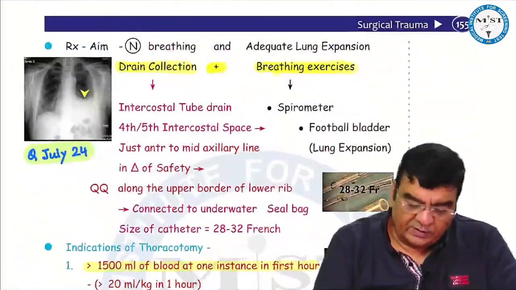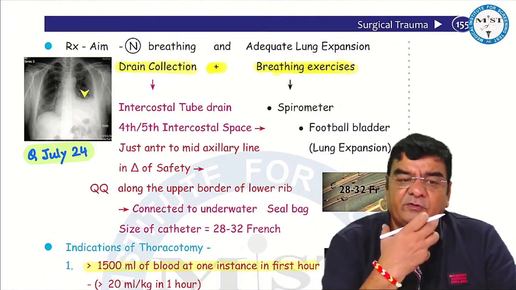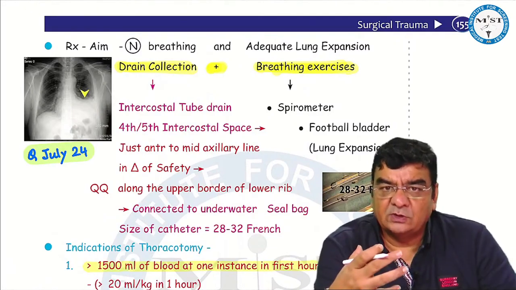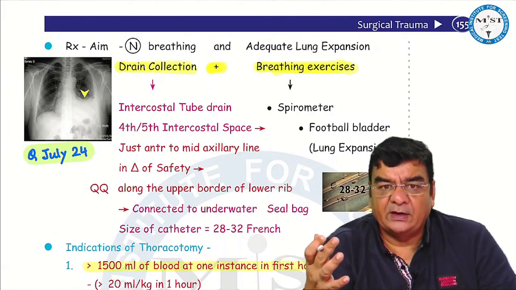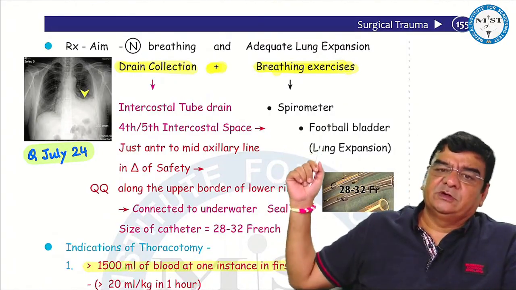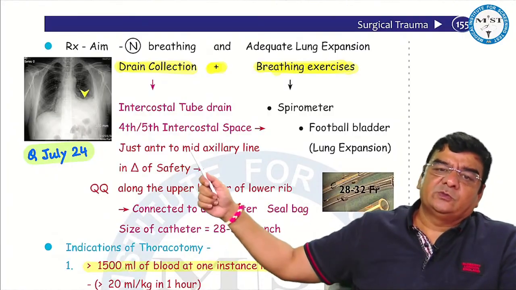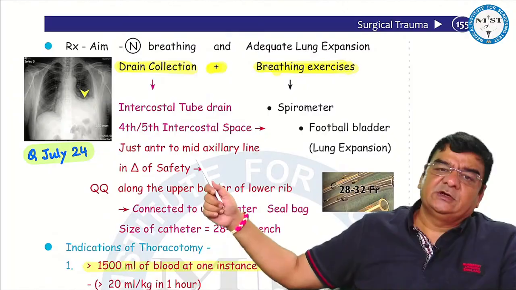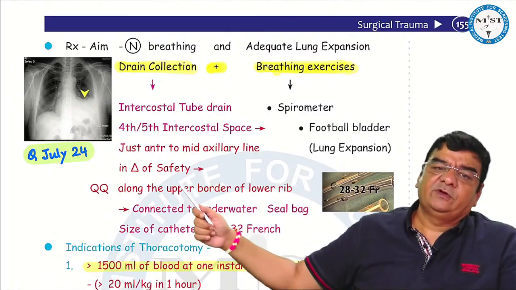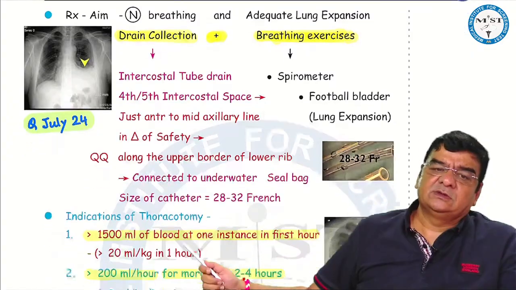Now, once the collection has been drained, we have to advise breathing exercises to the patient so that the lung can expand. We can give spirometer, we can give football bladder to the patient for lung expansion. Intercostal tube drain is put in the 4th, 5th intercostal space, just anterior to the mid-axillary line in the triangle of safety along the upper border of the lower rib, and it is connected to underwater seal bag.